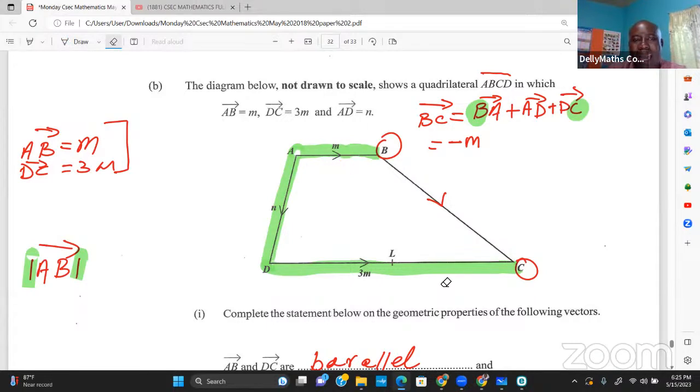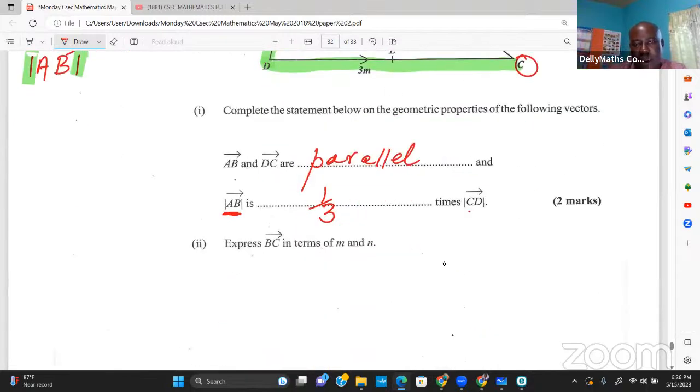Now let's take a look at the next one. We're coming the right direction, so it's going to be plus N. And DC, I'm going the right direction as well, so it's 3M. Let's add and simplify. So I'll have an N and a positive 2M. So you want to look at what you're doing. So that is BC, N and a positive 2M. That's our BC right there.